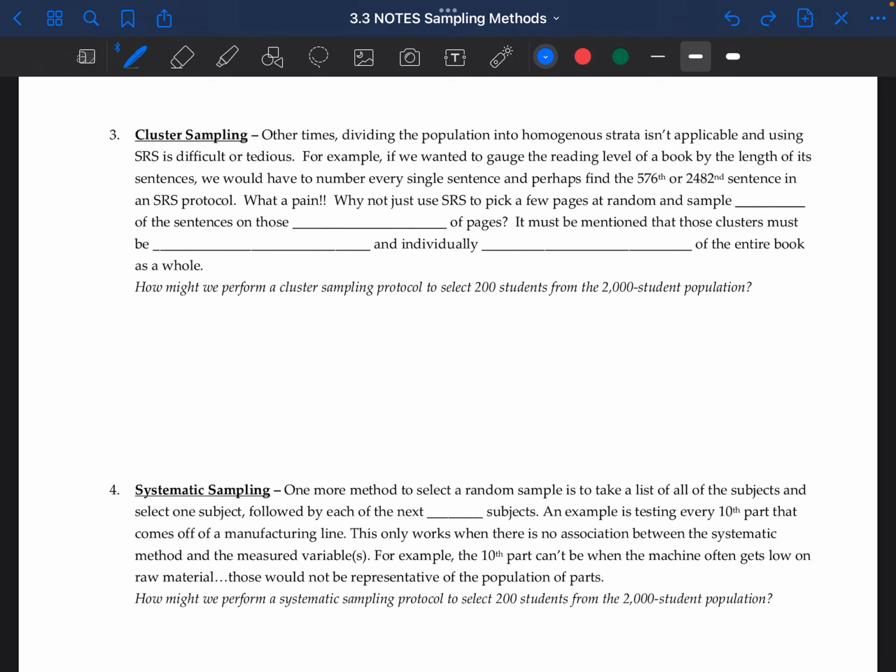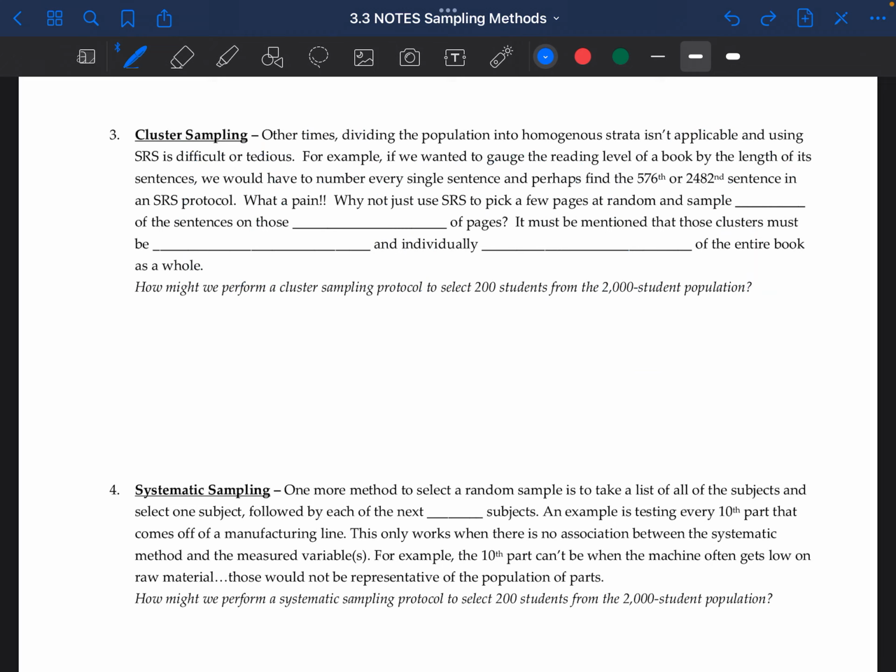Like, what if I was trying to determine the reading level for a book I've never read before? If you decided to do a simple random sample and got the 576th sentence and the 2,482nd sentence, that's annoying. You have to count out all those different sentences in order to come up with this.